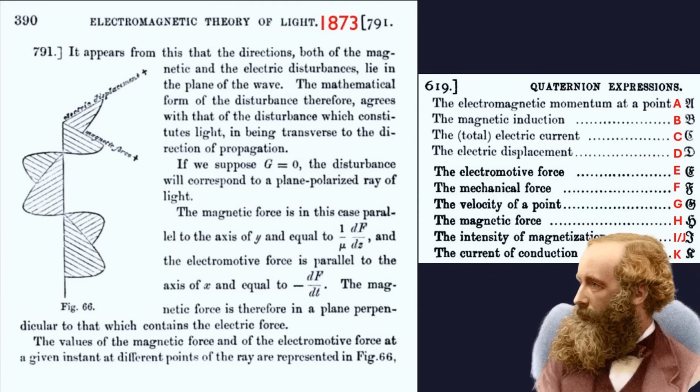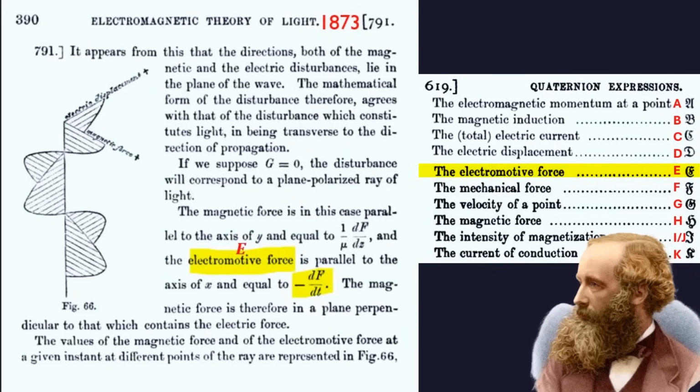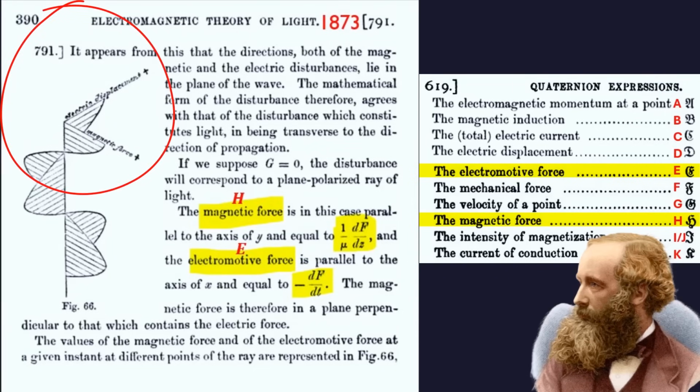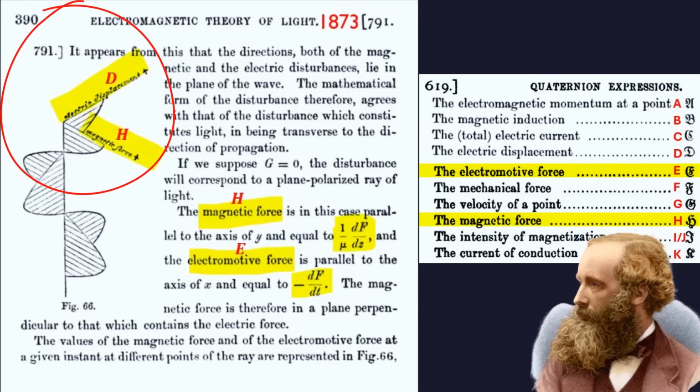Then, in 1873, Maxwell seemed to have changed his mind when he wrote in his textbook that linearly polarized light was composed of vibrating electromotive force E and a perpendicular magnetic force H. However, in his diagram, Maxwell labeled the vibrations as electric displacement versus magnetic force. And as the electric displacement is given the letter D, it is not clear what Maxwell wanted. Tragically, Maxwell died in 1879 before he could clarify his theories more.